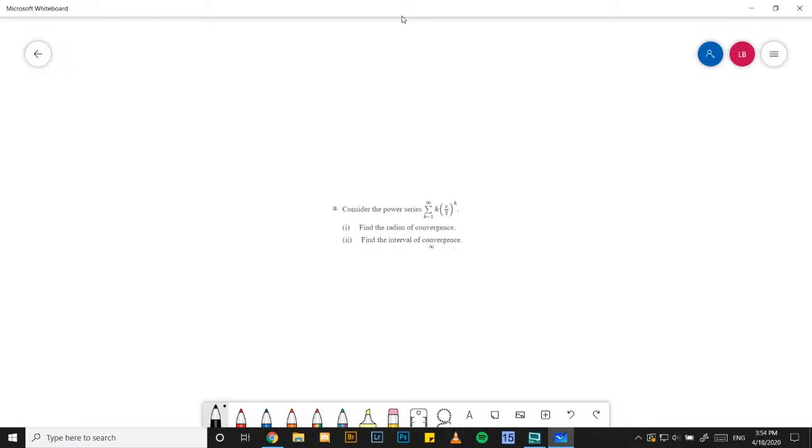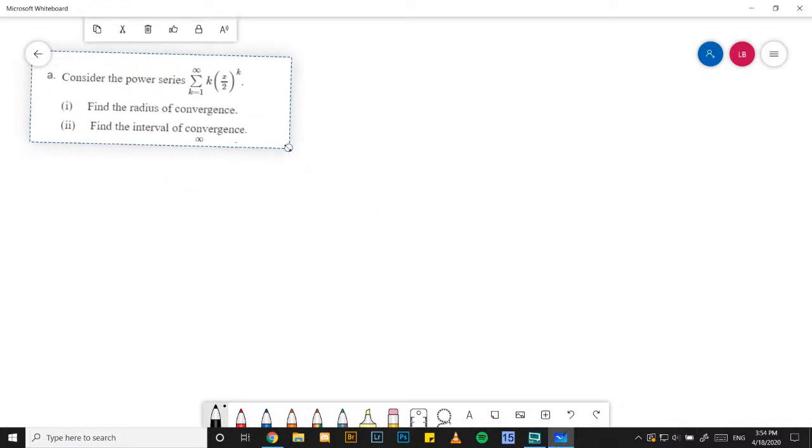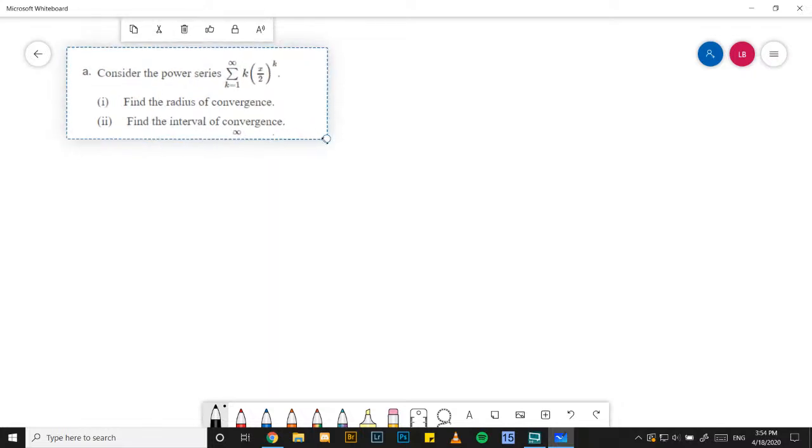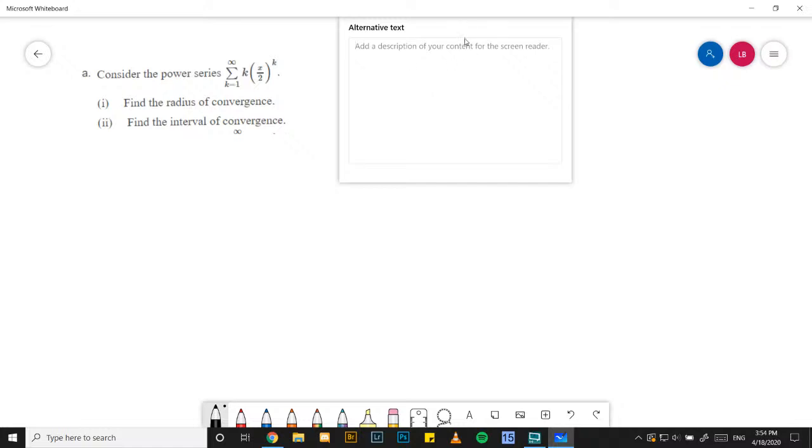So, this is the power series. Find the radius of convergence, and find the interval of convergence. Consider the power series. So let's look at what this function really is.